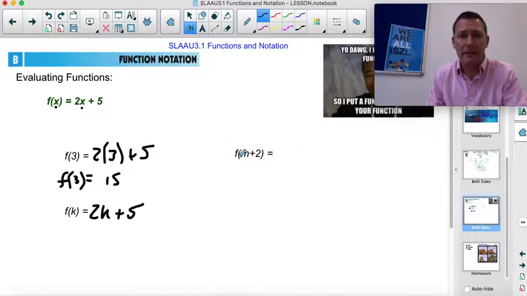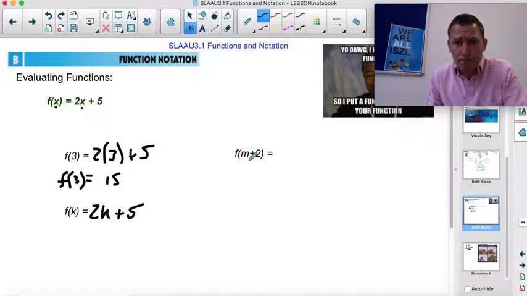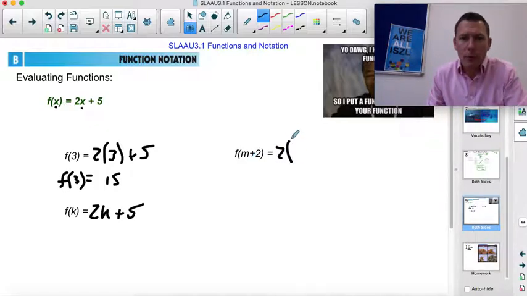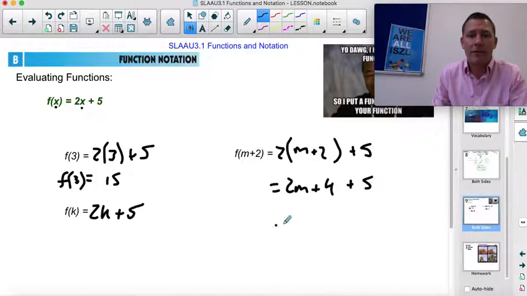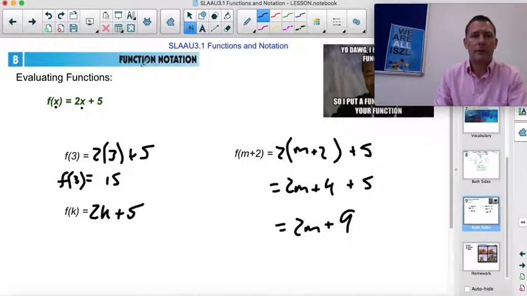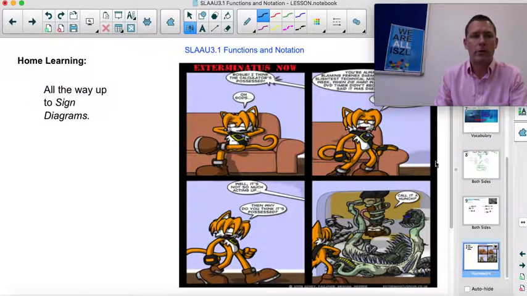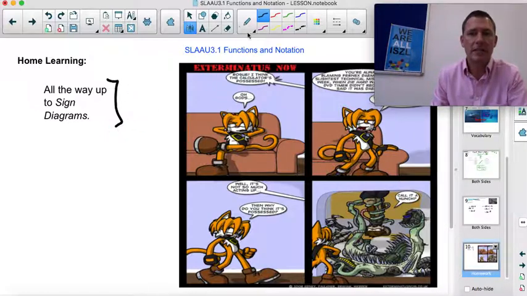And this guy is f of m plus 2. So into the function, wherever you see an x, I'm going to put m plus 2. And so m plus 2 pops into here. You can distribute, so you get 2m plus 4, still plus 5, and you can simplify to 2m plus 9. Cool? That's function notation, that's evaluating. Go and check out the function notations, go all the way up and stop at sign diagrams. Neat? Neat.